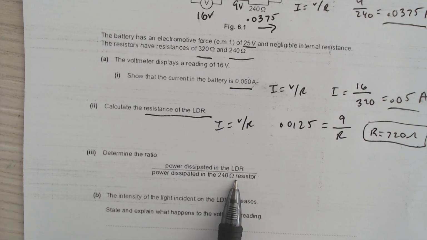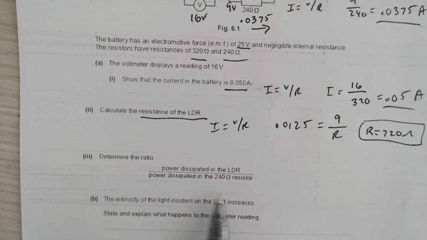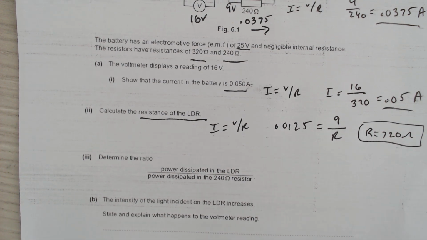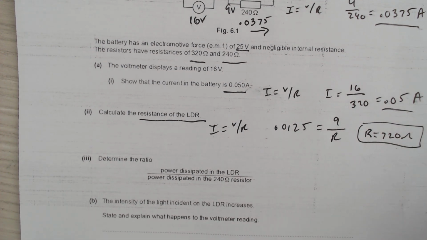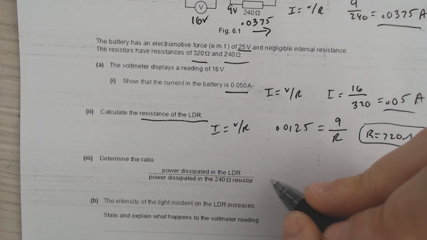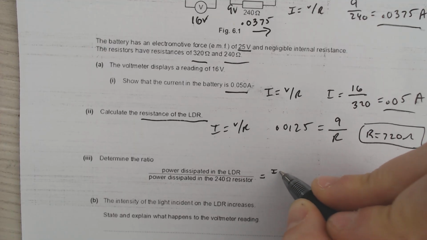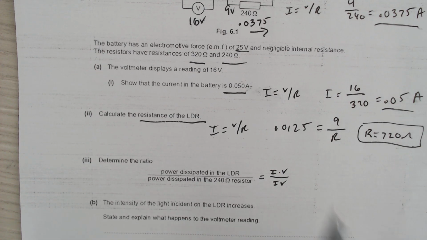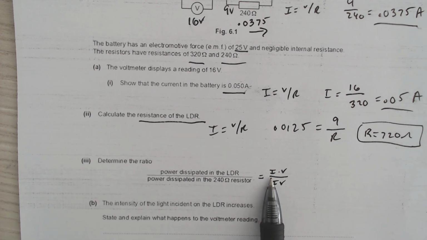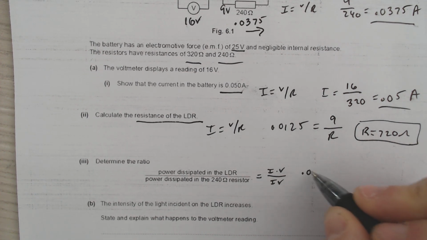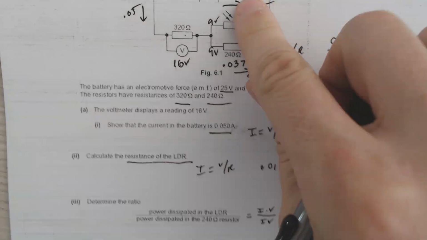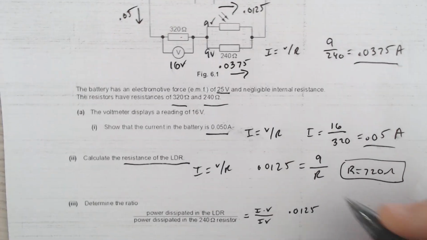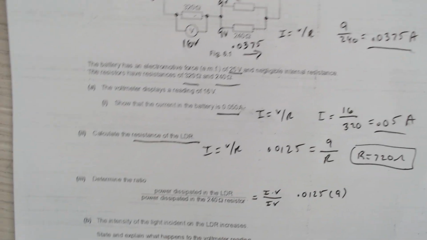Power dissipated by the LDR and power dissipated by the 240 ohm resistor. You have options for that. We know the current, we know the voltage, we know the resistance. I would just say I times V over I times V for both, and you just divide. The current going through the LDR was 0.0125. We found that out before. The voltage going through that was 9.